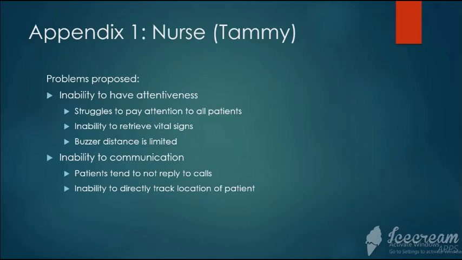Tammy dispenses a list of problems that lie under 2 factors: inability to have attentiveness and direct communication with patients. Attentiveness problems are the nurse being persistently occupied and unable to provide attention to other patients, retrieval of vital signs of patients, and limitations of buzzer distance. Problems that resonate under communication are when a patient leaves the room or bed, often they do not respond to calls, and not being able to track patients once they've left the ward.